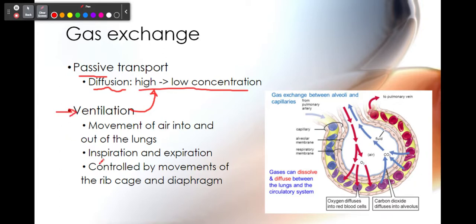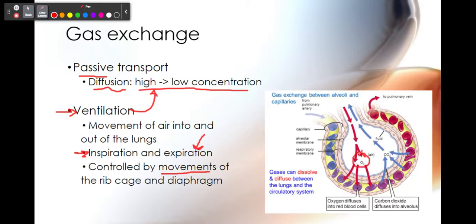Ventilation does require some energy because we're moving lots of muscles. Ventilation is that movement of air into and out of the lungs. Inspiration, air coming into the lungs. Expiration, air exiting the lungs, and controlled by movements of the rib cage and the diaphragm. Those movements are controlled by muscles. This is all active as opposed to passive transport, that gas exchange.